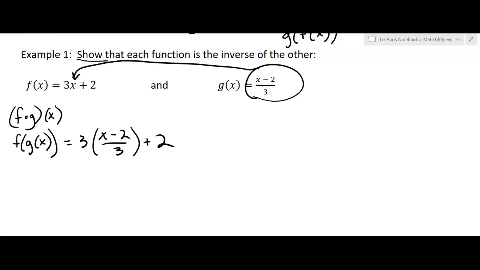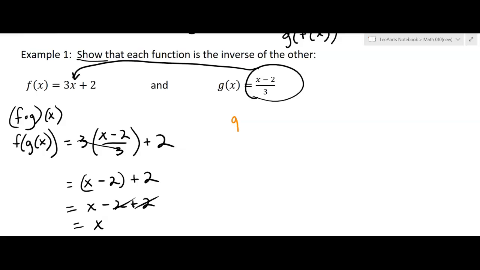Okay, now here comes some algebra. The 3's cancel, so those are out. Now I just have x minus 2. You can put parentheses if you want, but they're not necessary. And then the negative 2 and the positive 2 cancel out, and we just get x. Okay, so that part works. f of g of x gives us x. Okay, we're halfway done. Now we have to go the other way.